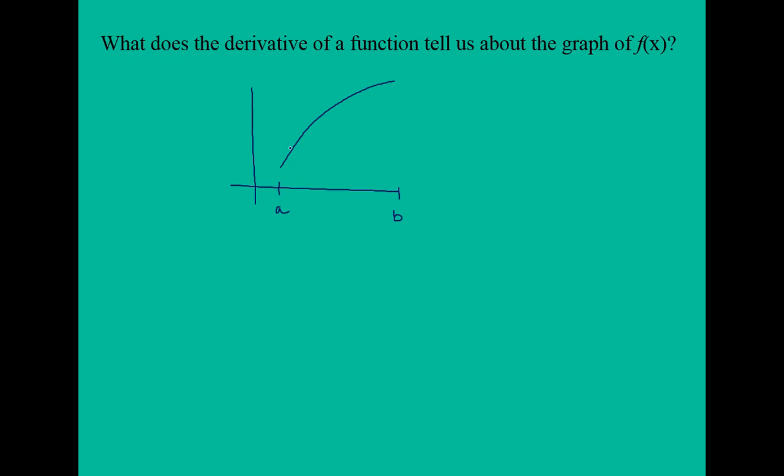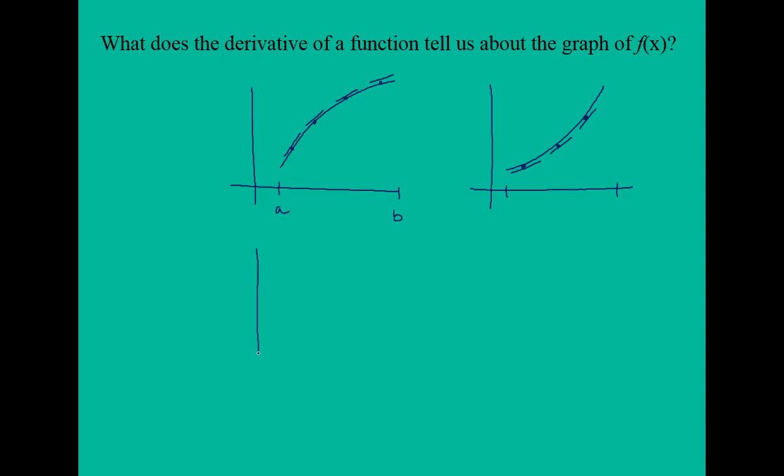Well, we could see that the slope of the tangent lines would always be positive. Let's look at another function. Here we're also increasing, and also the slope of the tangent lines are positive. So if a function is increasing, we should know that the slope of the tangent lines are positive.